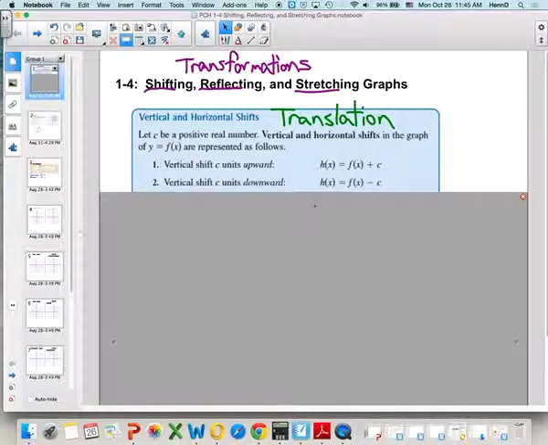And to do this, yes? Why do they translate things? Why would they want to shift it just a couple things up or a couple down? What's the reasoning? Basically, so we don't have to do that part in our head.